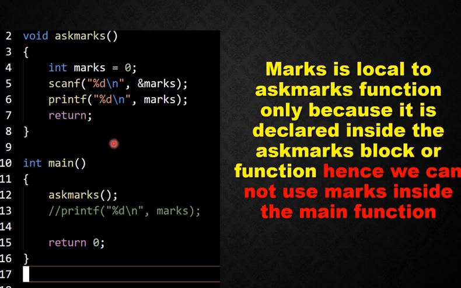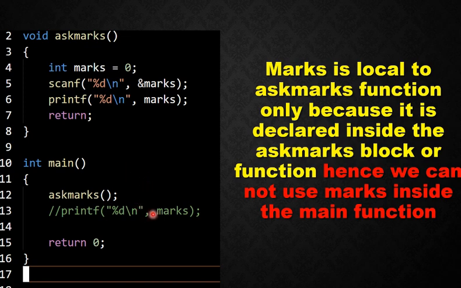If you compile and run this code, the output will be the value that has been stored inside marks. Say I have scanned the value as 99, then the printf statement will give 99 as output. Now what will happen if I uncomment line number 13 and try to print the data stored in marks inside the main function? Then you will get an error. The error will say that something is undeclared inside the main function.